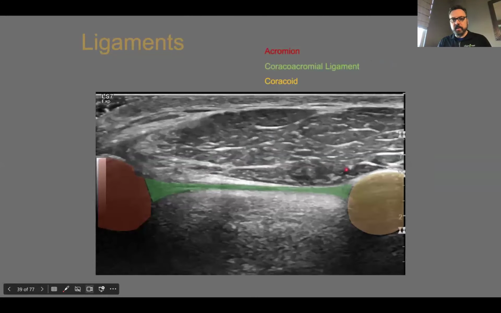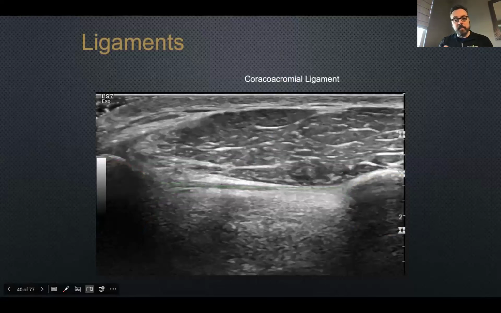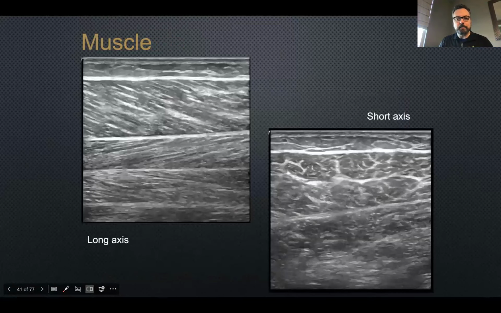Here's another ligament, the coracoacromial ligament. Here's our acromion process. Here's our coracoid process. And again, like a suspension bridge, you see that ligament spanning right across there. Had this ligament been torn, you wouldn't see it in its entirety. If it's thickened or if the fibers look altered in any way, then you know there's pathology there.